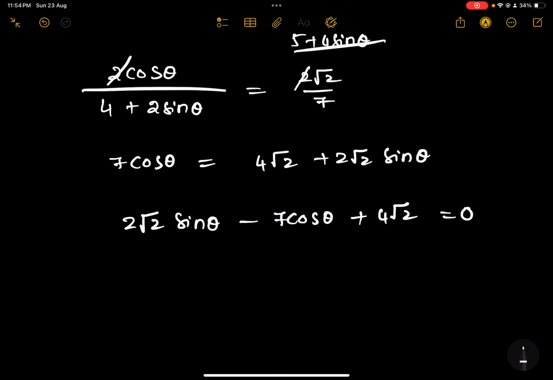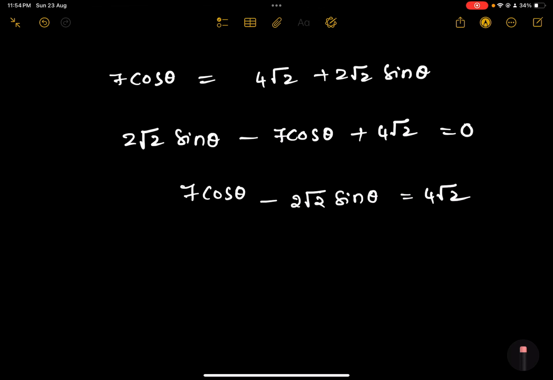Now what do you have to do? You can do one thing. So you can write it as 7 cos theta minus 2 root 2 sin theta is equals to 4 root 2. This looks like, okay, we have to find the general solution of this equation. Number of values of theta that satisfy in minus 3 pi comma 3 pi. So this is what we have to find out. All right, so that's what we have to do. So let's do that.